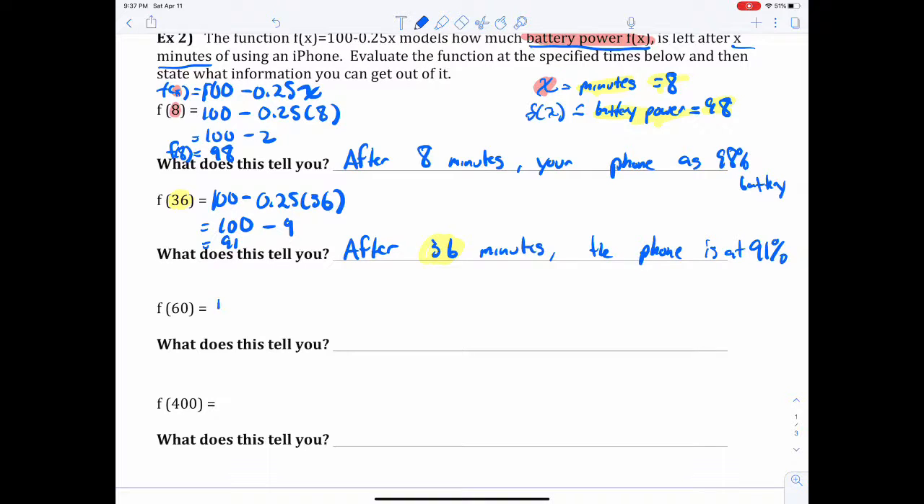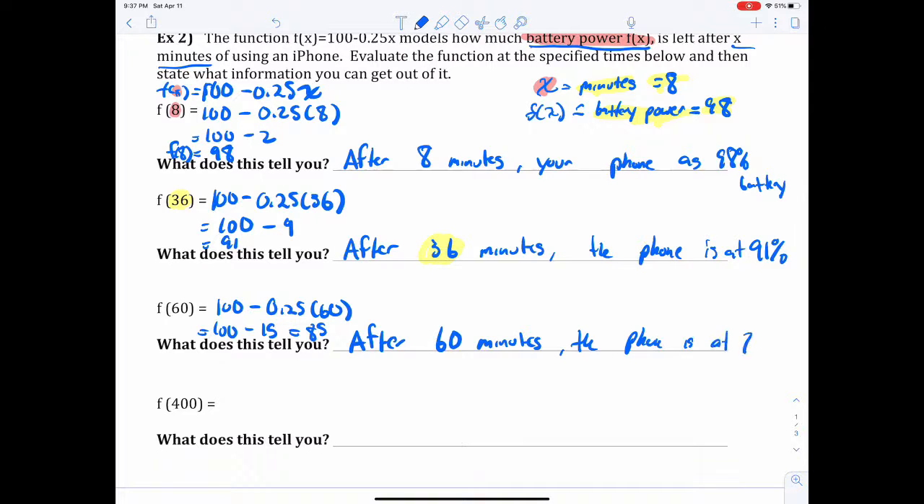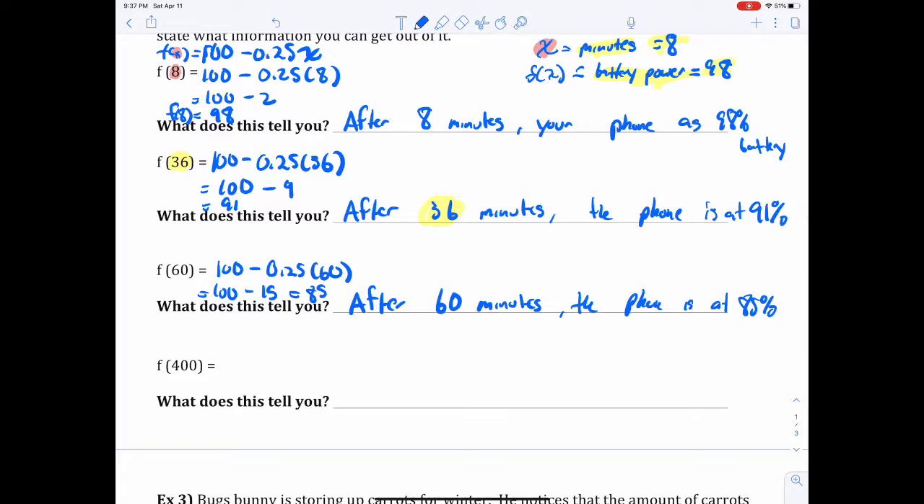All right, f of 60, so 100 minus 0.25 times 60. You should get 100 minus 15, which equals 85. So after 60 minutes, maybe you noticed that 60 minutes is just an hour. So after an hour, the phone is at 85%. This is probably like a new phone. For me, after 1 hour, I'm probably down to like 7. Who even knows?